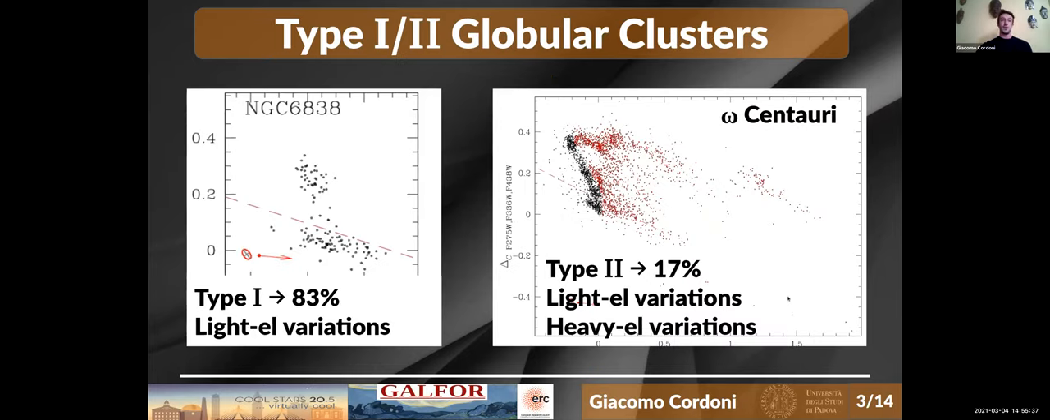So as said by Fabiola, type 1 globular clusters are characterized by a spread in light element abundances among multiple stellar populations. On the other hand, type 2 globular clusters have both light and heavy element variations, like iron in the case of Omega Centauri. So the point that I'm trying to make, and I guess it's already clear, is that the multiple population phenomenon is very complex. Because of this, we are still struggling to understand how these populations formed.